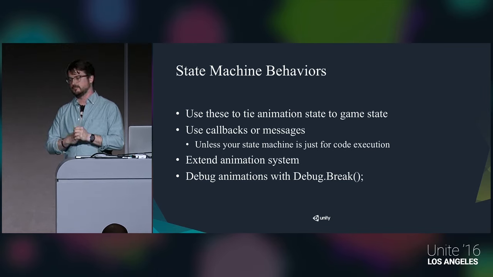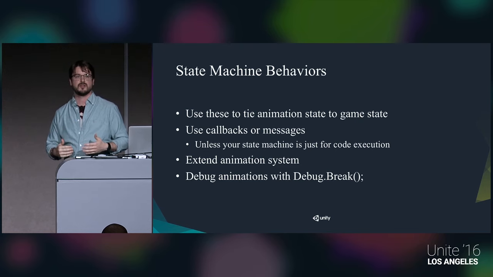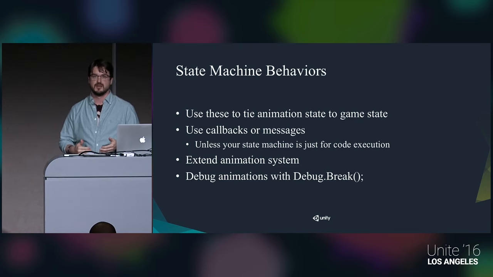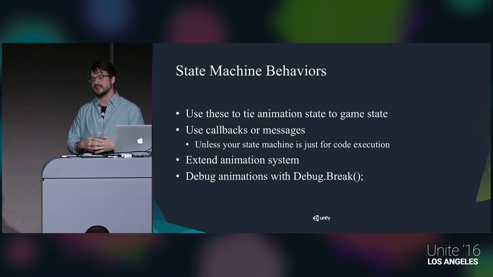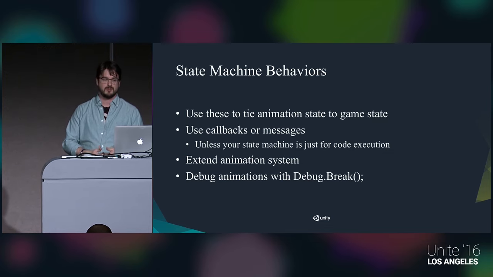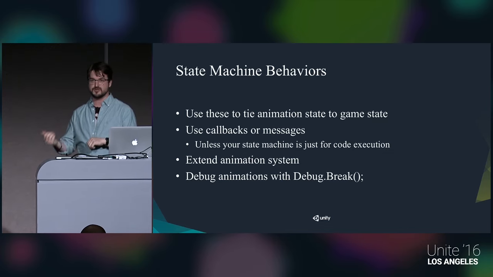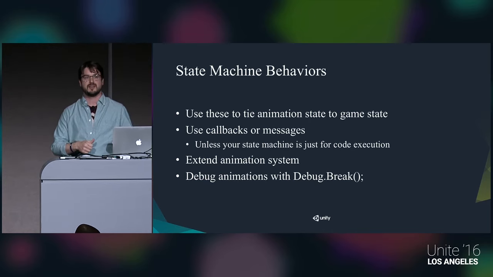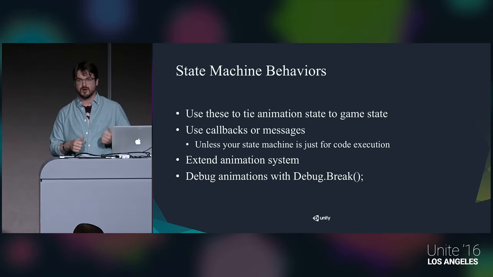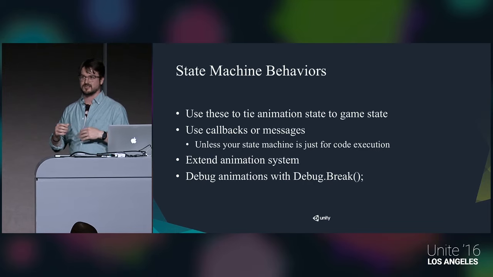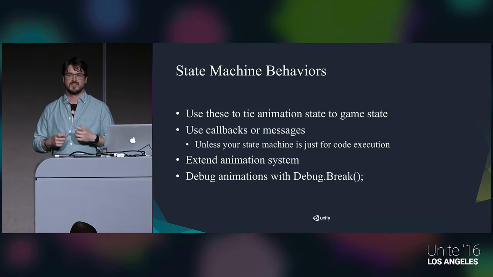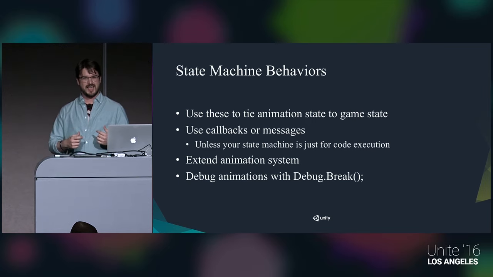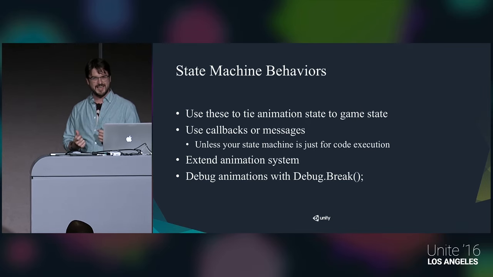If you write too much gameplay code inside of a state machine behavior, it very quickly becomes difficult to track down where your changes in state are coming from. I highly recommend that if you're using state machine behaviors to drive gameplay code, use a messaging system. Talk to a manager, fire off parameters at a higher level. Try not to write a ton of complicated code inside of them. You'll never remember what animator, what state, what layer, where did I put that code?